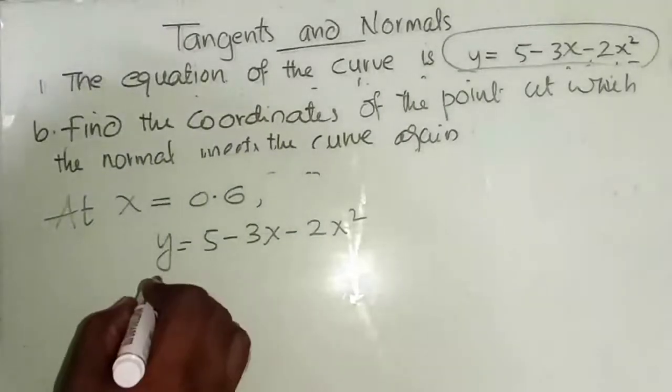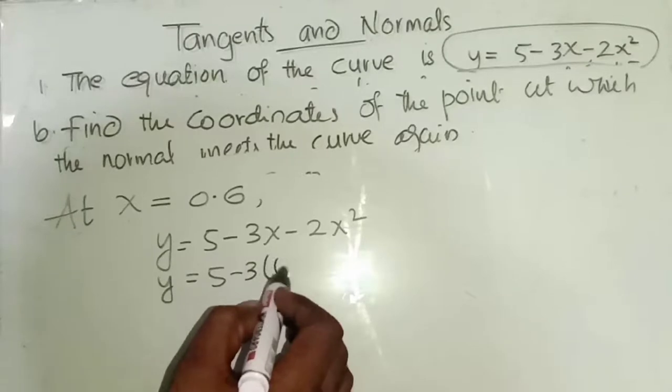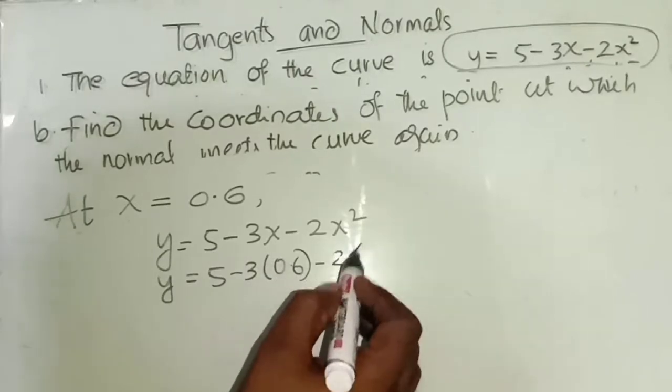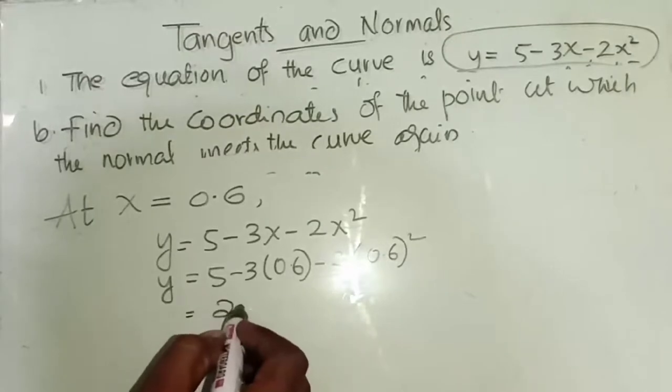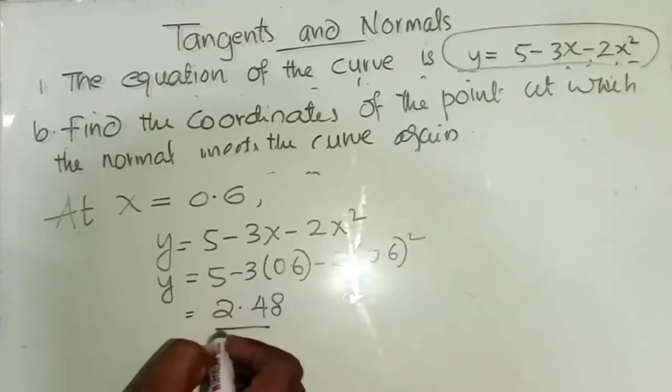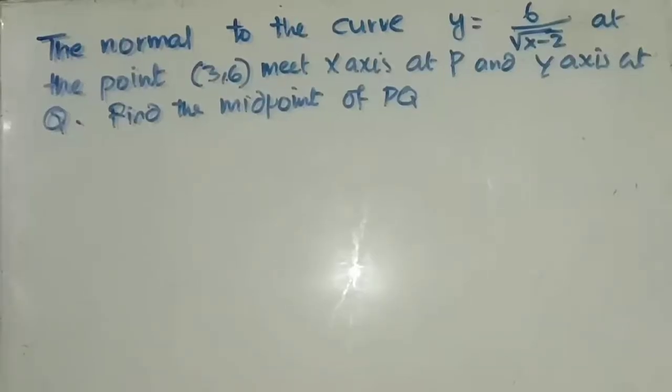Let's see what we get. We get y is equal to 5 minus 3 of 0.6 minus 2 of 0.6 the whole square. Do this calculation, we get the answer as 2.48. Next question.